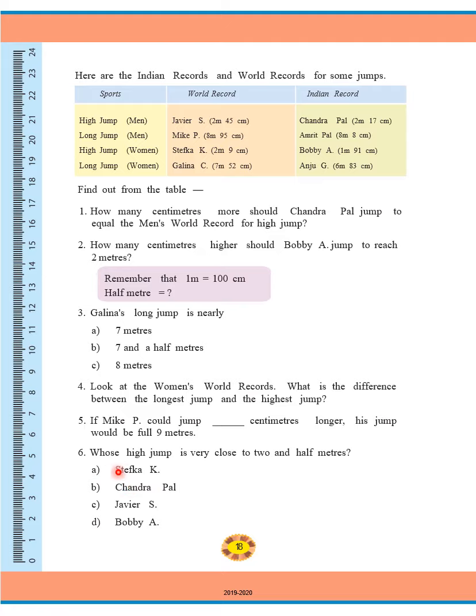Then the sixth question: whose high jump is very close to 2.5 meters? Options are Stivka K, Chandrapal, Javier S, Bobby A. So we can say this is Javier S. The high jump of Javier S is 2 meter 45 centimeter, which is very close to 2.5 meters.